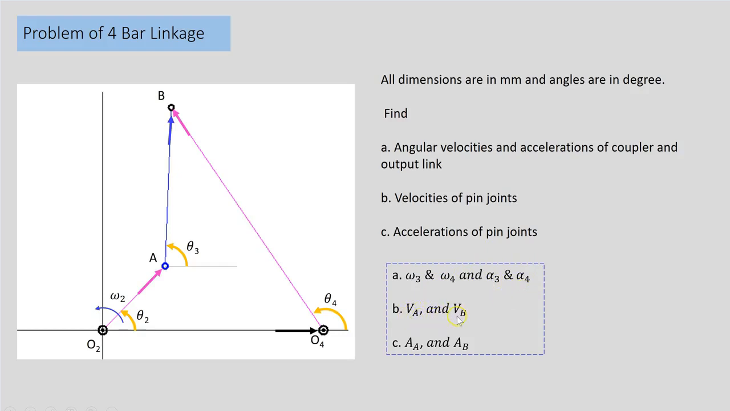VA and VB are the two linear velocities of the two pin joints. This is pin joint A and this is pin joint B. So you're asked to find the linear velocities of pin joints A and B. Also, you're asked to find the linear accelerations of these two pin joints.